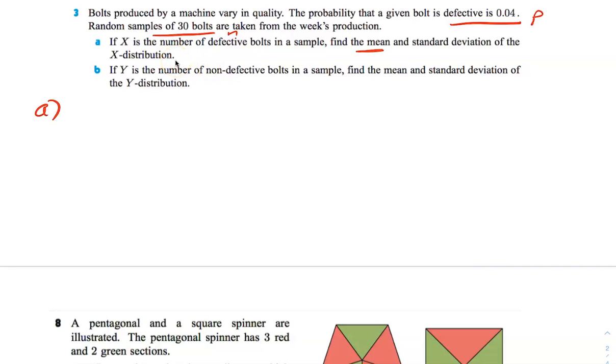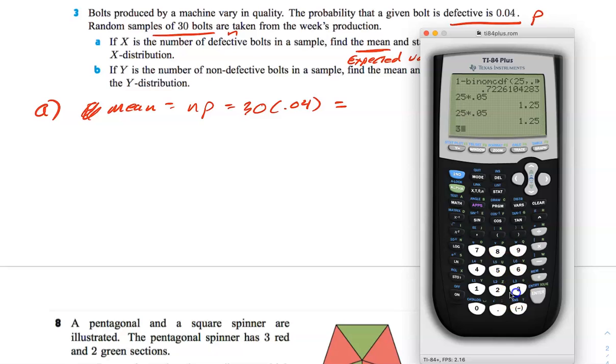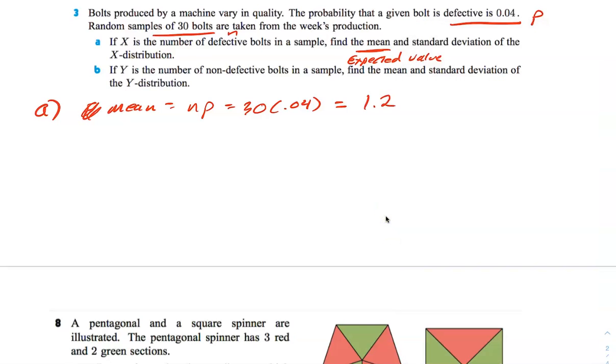Remember, mean, like I just said, is just expected value. Those are the exact same thing. So the expected value, or the mean, is just n times p. That's all it is. In this case, I have 30 bolts, and I'm going to multiply by 0.04. So 30 times 0.04 gets 1.2. So that's the average or expected number of defective bolts.